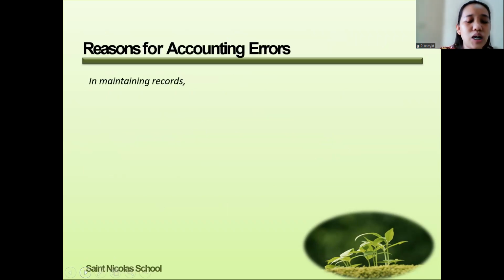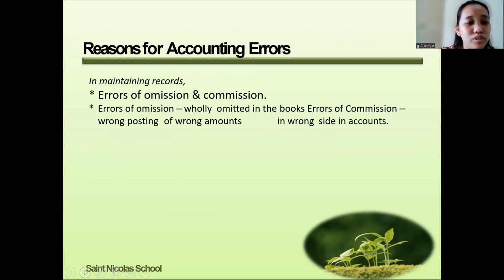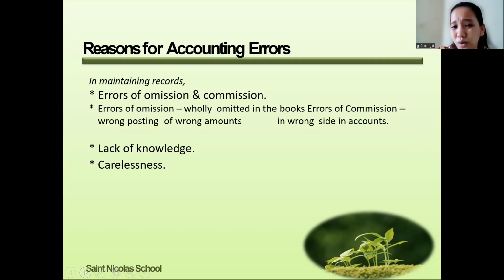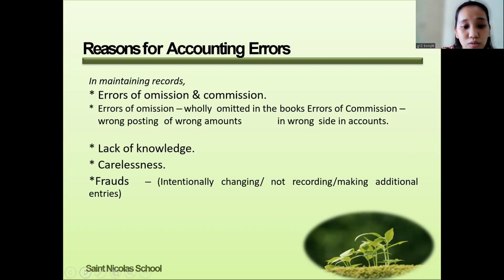There are some reasons for accounting error. In maintaining records, there is error of omission or commission. Omission means wholly omitted in the books; the other is error of commission. And lack of knowledge, maybe because we're not really expert at accounting. Carelessness, this is very important. We already know the knowledge, but we are just careless about it. And the third one is fraud. We do this purposely: intentional changing, not recording, and making additional entries. So this is the kind of thing that can cause errors.